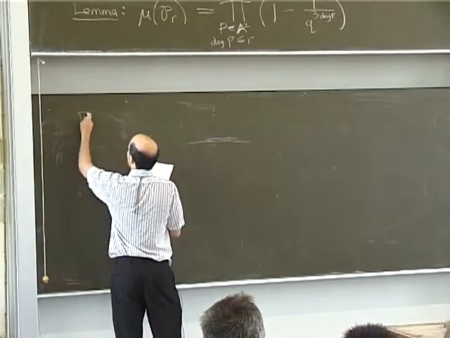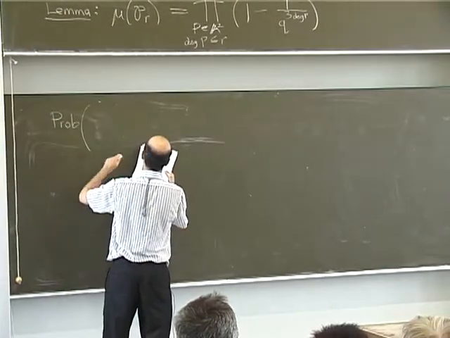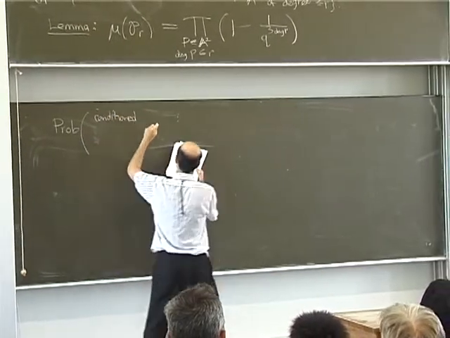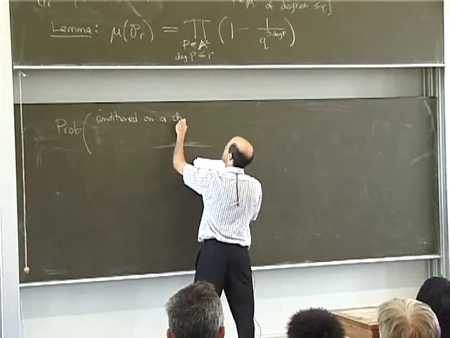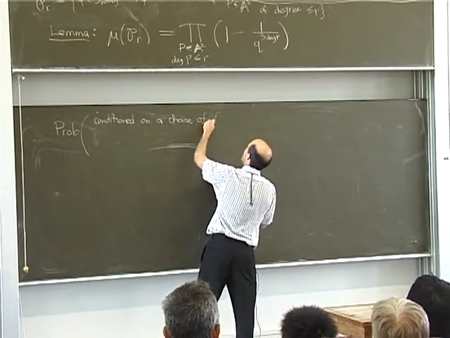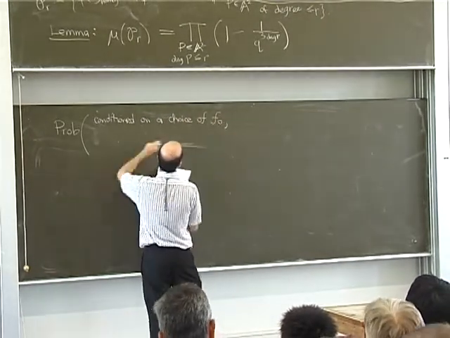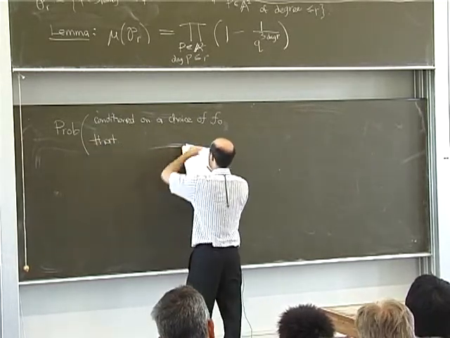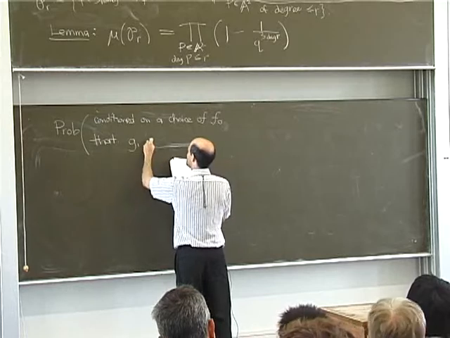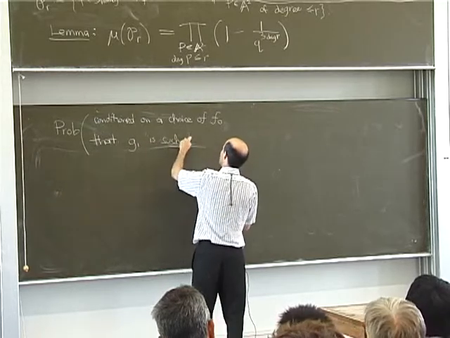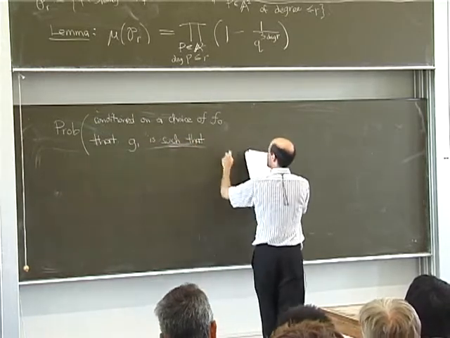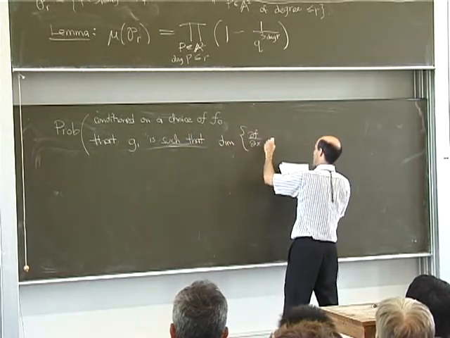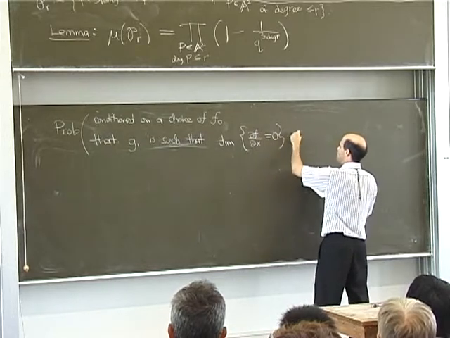Okay, so now, what's the probability that, well, I'm going to first choose f0 at random, and then conditioned on that choice, fixing that choice, what's the probability that G1 is such that the dimension of the locus where the x partial derivative is 0 is at most one-dimensional?